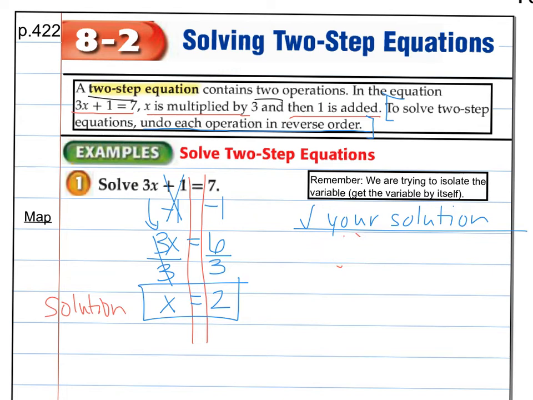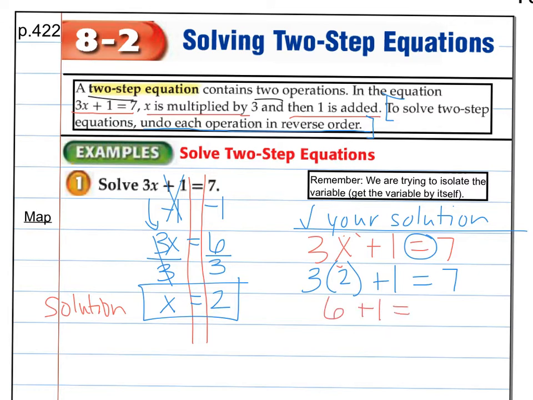Maybe I'll go like this. Our original is 3x plus 1 is 7. So what number times 3 plus 1 will give me 7? Well, we found out that it was 2. So we replace x with 2. And we're trying to prove that these are equal. So then we do forward order of operations. 3 times 2 is 6, plus 1 equals 7. 6 plus 1 is 7. So since 7 does equal 7, this means that my solution is correct.